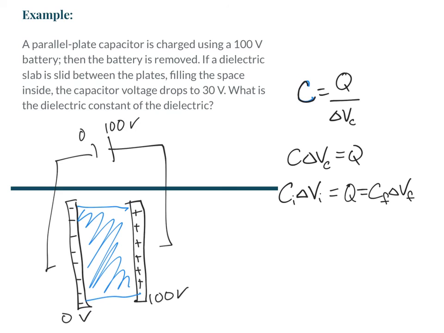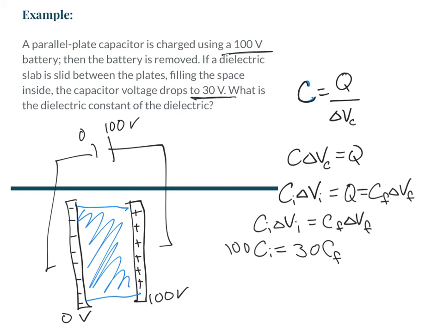So you can leave Q, the middleman, out, and you can say capacitance initial times voltage initial equals capacitance final times voltage final. And some of these things we know, so we'll plug them in. We don't know the initial capacitance, we'll leave it. We do know the initial voltage is 100. I'm going to make that a coefficient because it looks prettier. 100 times initial capacitance equals final voltage, which drops to 30, so that's 30 volts, times the final capacitance. Sorry, my handwriting looks gross. And what we're looking for is the dielectric constant.